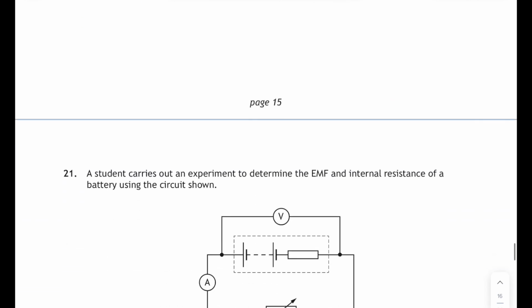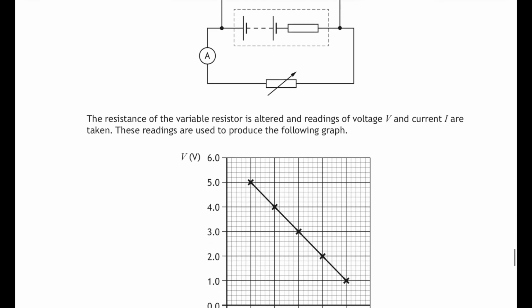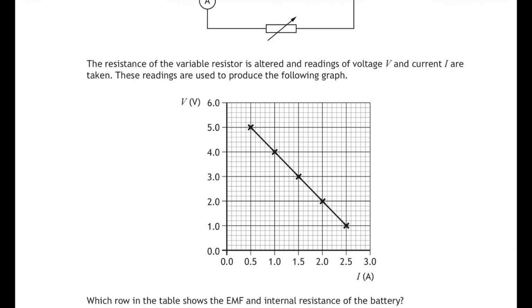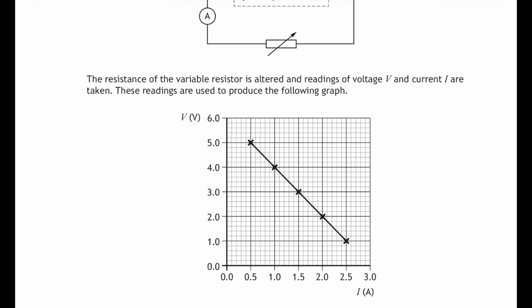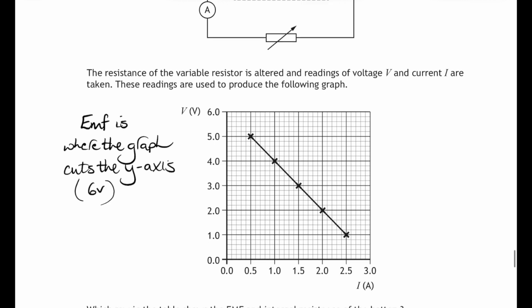Question 21. A student carries out an experiment to determine the EMF and internal resistance of a battery using the circuit below. The resistance of the variable resistor is altered, and readings of voltage and current are taken, and these readings are used to produce the following graph. And we've got the TPD on the y-axis and the current on the x-axis. And the thing to remember here is you'll get the EMF from where the graph cuts the y-axis. So if you extend that line, that's 6 volts.